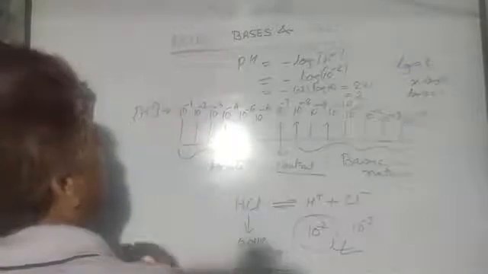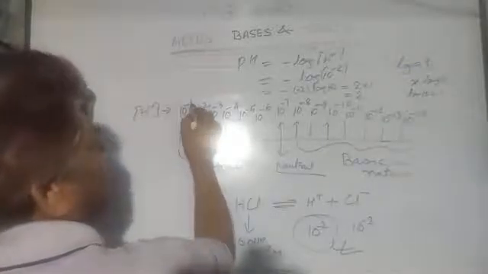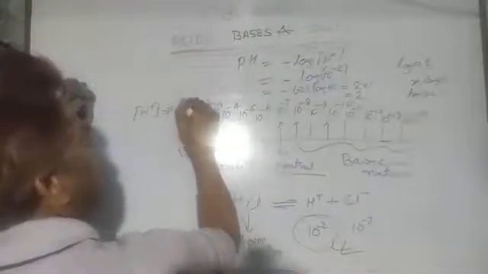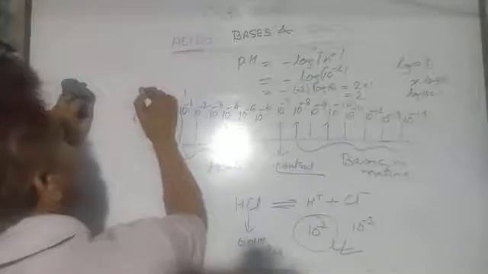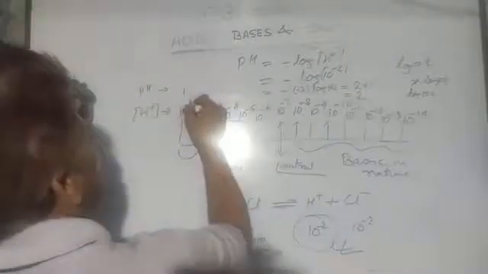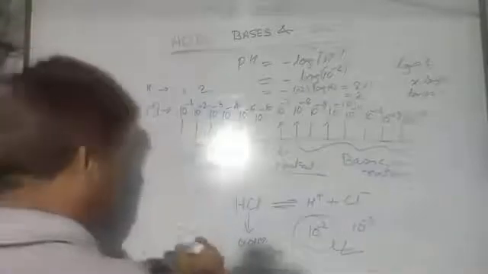In the same way, on the pH scale, where the hydrogen ion concentration is 10 to the power minus 1, if you put this value in this formula, then you will get the pH value 1. So you can write the pH value for 10 to the power minus 1 as 1. Similarly, 10 to the power minus 2 means 2.